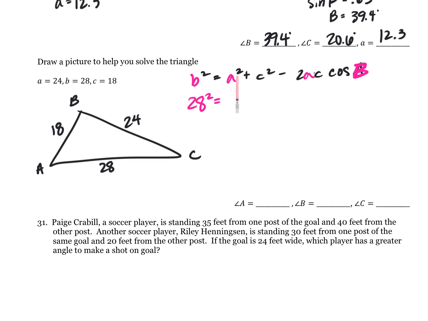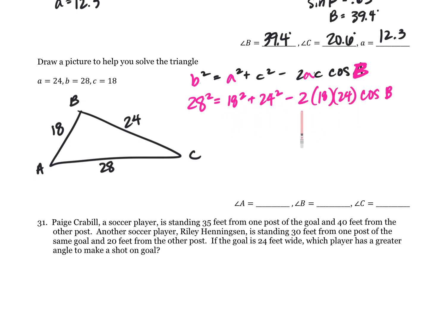What are my other two sides, you guys? 18 and 24. Minus 2 times those same exact sides, 18 and 24, times the cosine of biscuit baby. Now, here's where people make mistakes. People just take all of this and they subtract or divide all of that.